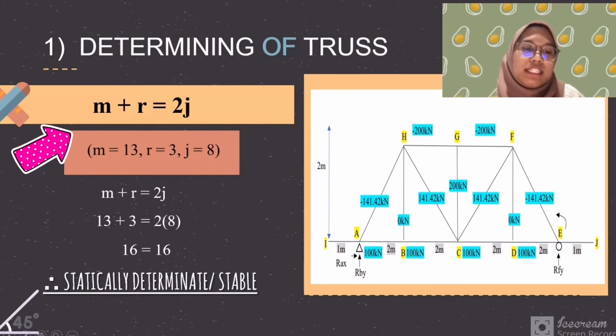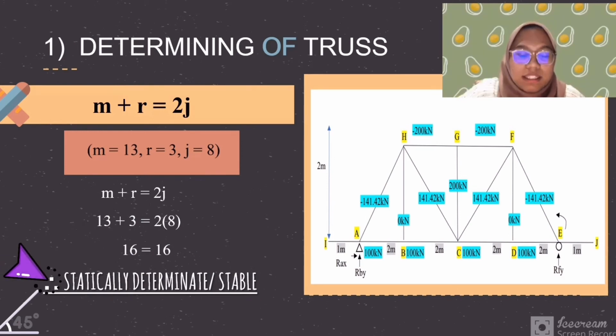So the formula is M plus R equals 2J. So M here is 13, R is 3, and J is 8. So 13 plus 3 equals 2 multiplied by 8. So the answer is 16 equals 16. So the truss is statically determinate and stable.